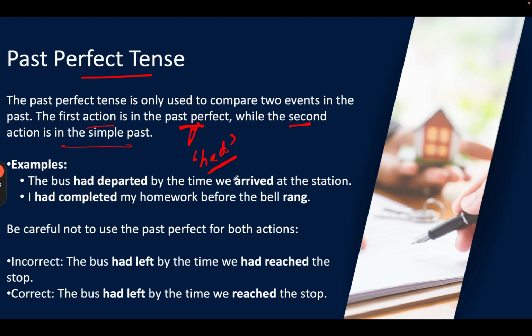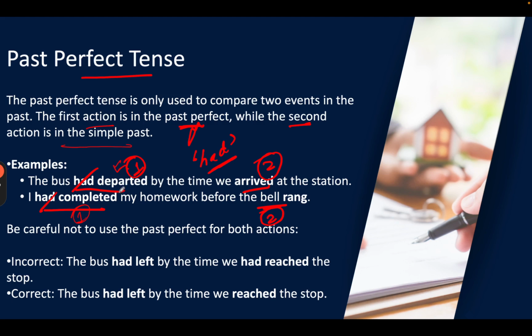The bus had departed by the time we arrived at the station. So had departed tells us that this event happened first and then they arrived. I had completed my homework before the bell rang. So had completed means this event happened first and then the bell rang. This is the second activity. Now tell me one thing. Let's say we didn't have the mention of had over here. Will we still understand that departing happened first or completion happened first?